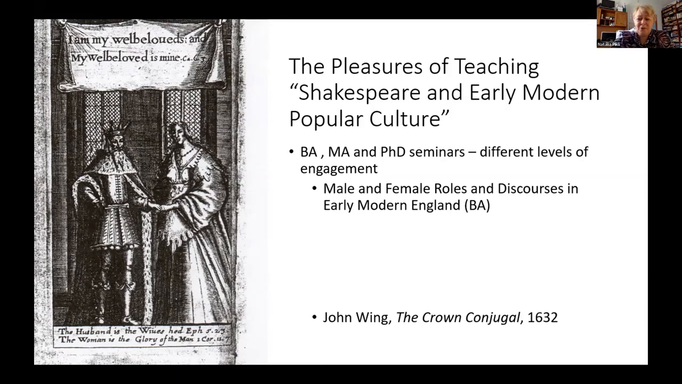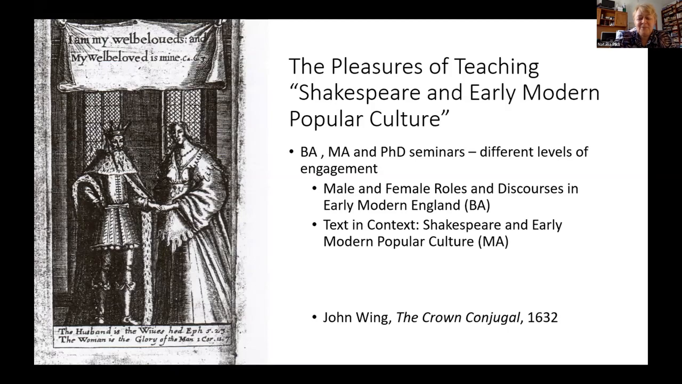When it comes to an MA course, and this is the title of the MA course that I usually teach, Text in Context, Shakespeare and Early Modern Popular Culture, we dig deeper and we can actually read the book, or at least parts of the book. Parts of the book are already good for MA students, and we can discuss the genre of conduct books. And also we always go back to Shakespearean plays. So of course the Taming of the Shrew is a seminal text here, but we also mention other male-female forms of relationship and forms of marriage from the Comedy of Errors and other plays as well.